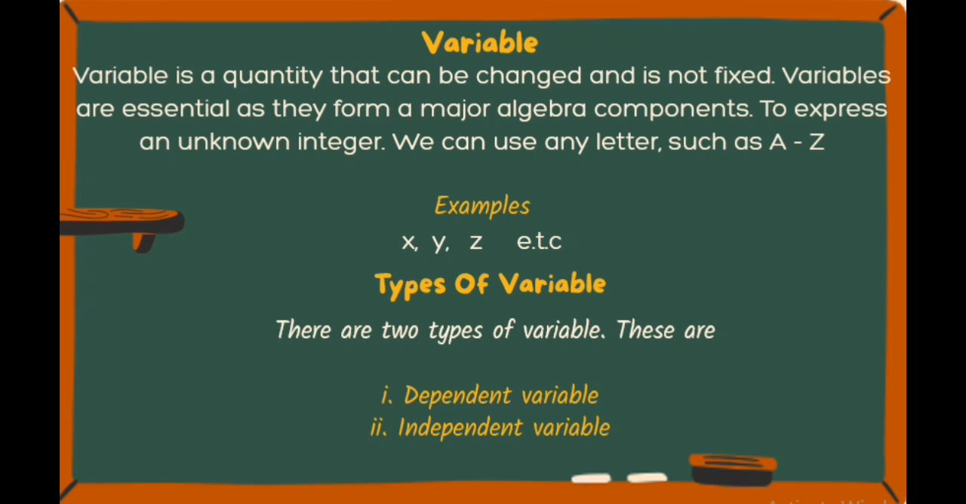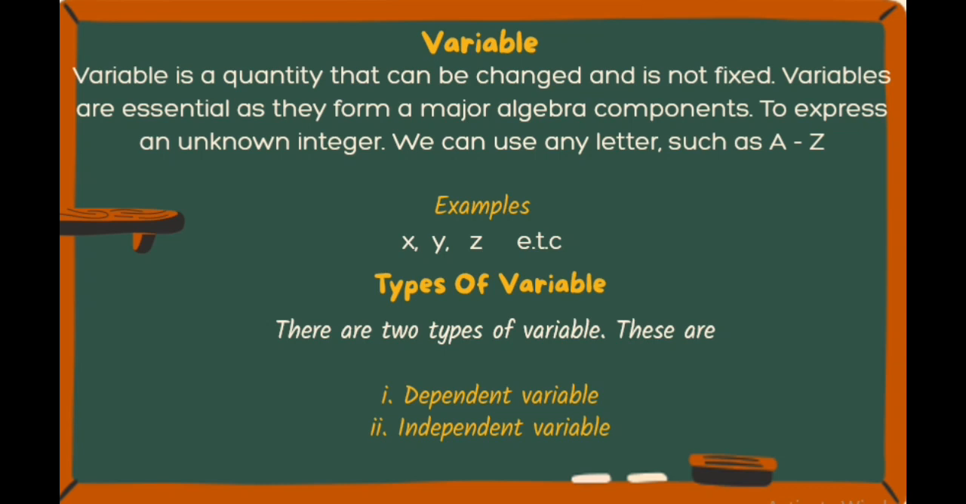Now, if you want to choose any letter of your choice, you need to be very careful with the kind of letters that you choose. For instance, letter I could look like 1, letter O could look like 0. So that is why we prefer to use x, y, z as the variable or letter in mathematics.